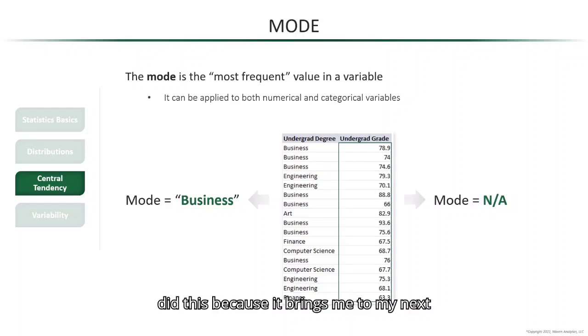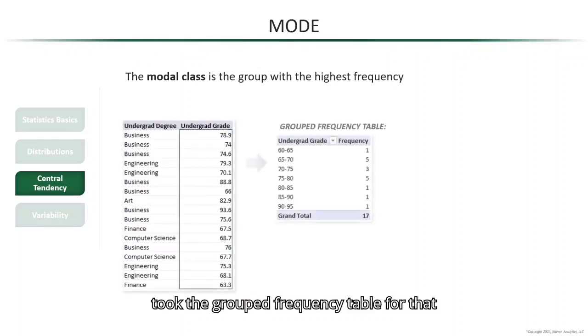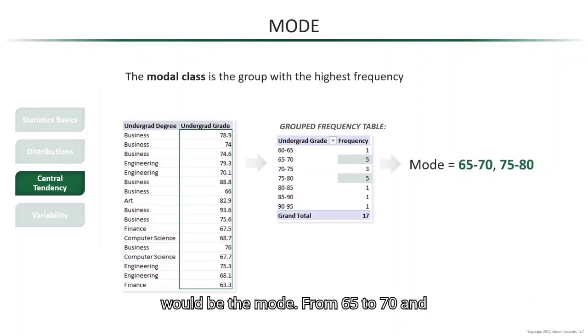But I did this because it brings me to my next topic, which is the modal class. And the modal class is the group with the highest frequency. So say that we took the grouped frequency table for that same variable, then these two bins would be the mode, from 65 to 70 and from 75 to 80.